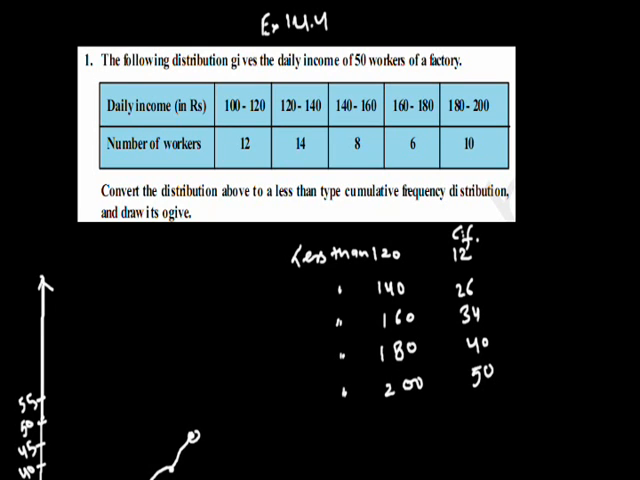Now let's see in the exercise 14.4. The following distribution gives the daily income of the 50 workers of a factory. Now convert the distribution above to a less than type cumulative frequency distribution and draw its ogive.